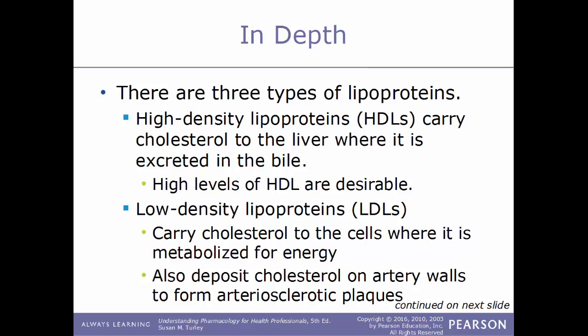The one that you want to have a lot of are the HDLs, the high-density lipoproteins. This is the good cholesterol. Now, these will carry cholesterol to the liver, where it is excreted in the bile. So this is the kind of cholesterol that you want. You want HDLs, because one of their functions is to go around the blood and gobble up the bad cholesterol, which is the next kind, the low-density lipoprotein.